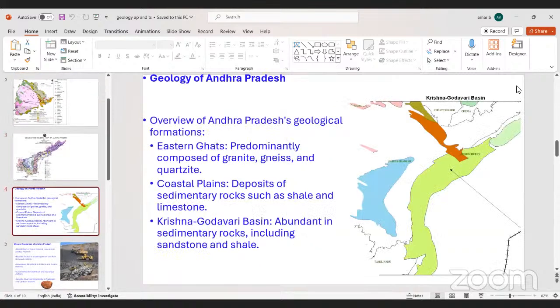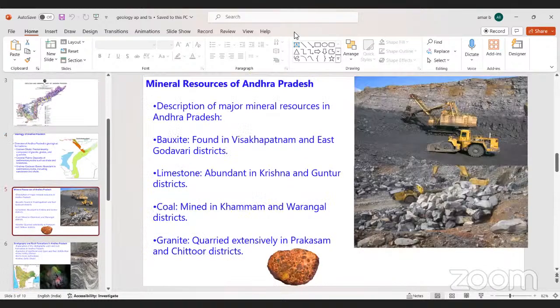I just want to repeat this slide again. Geology of Andhra Pradesh: on this eastern side you have mineral resources, and in the Kadapa regions also you have mineral resources. On the northeast side you also have particular mineral resources like shale, sandstone, and abundant sedimentary rocks, including limestone, quartzite, gneiss and granite. So these types of rocks you will get in Andhra Pradesh. And when we talk about these mineral resources, I just want to repeat quickly.